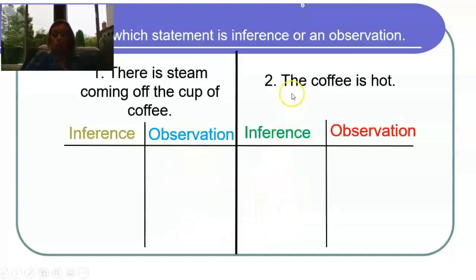If you checked the temperature, and you said the temperature of the coffee is 120 degrees, that would be an observation. Still not an inference. You could say it's hot because it's 120 degrees, but that's an inference.